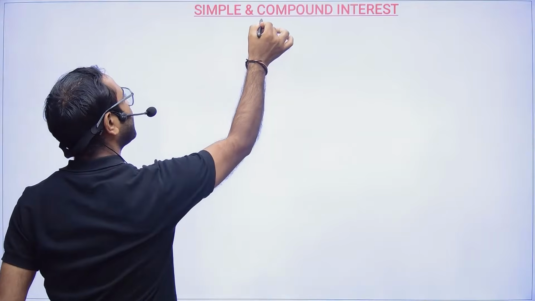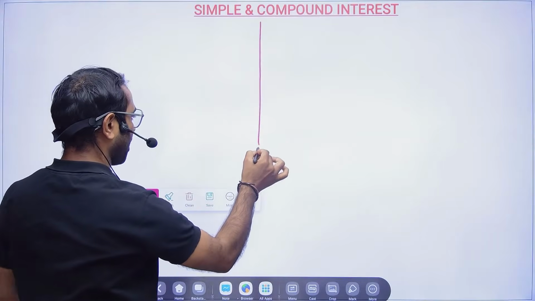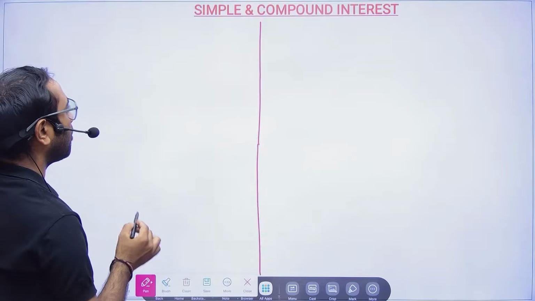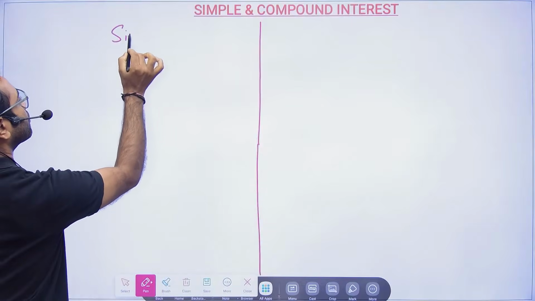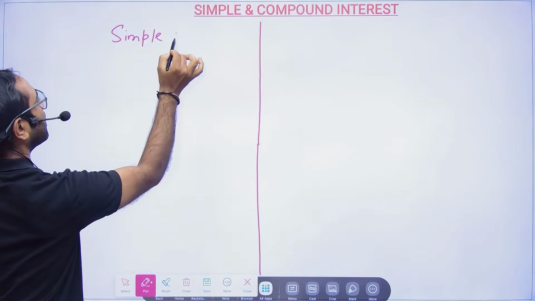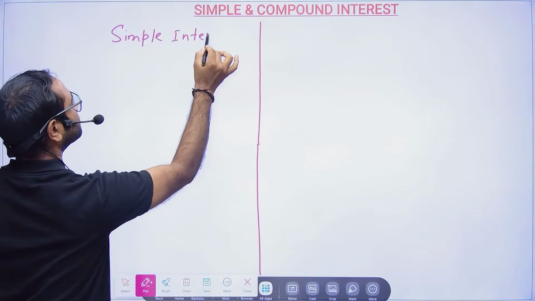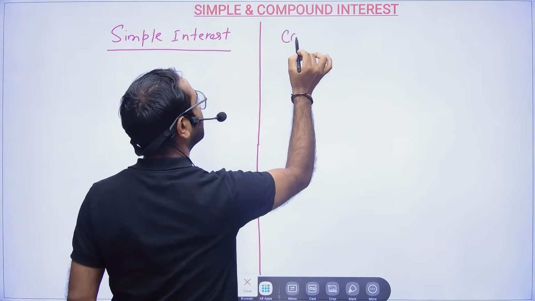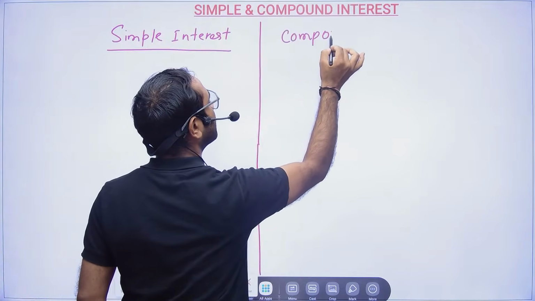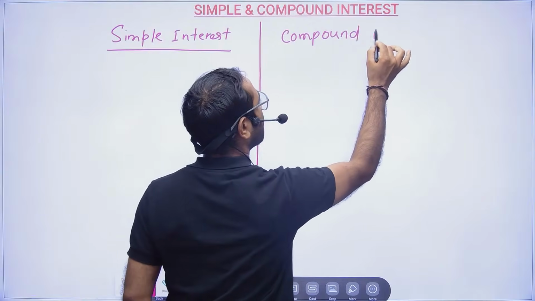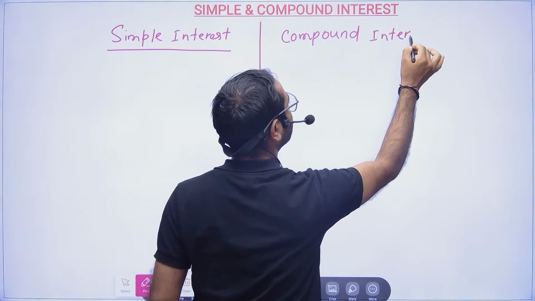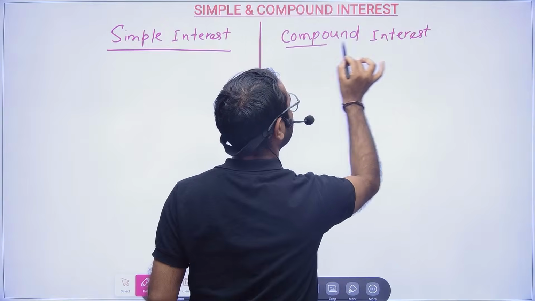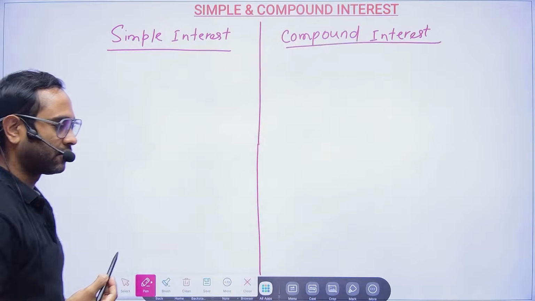So simple interest is simple, friends. There is no doubt. Simple interest will not be complicated. It will be simple. There will be only one formula. Compound interest will be a little complicated, but we need to understand how much complication will be there and how we will be able to solve this.